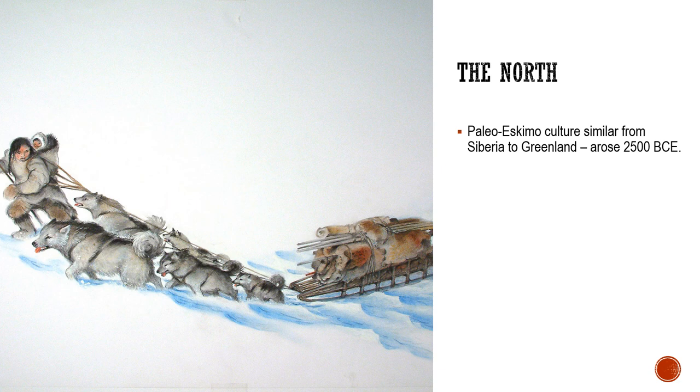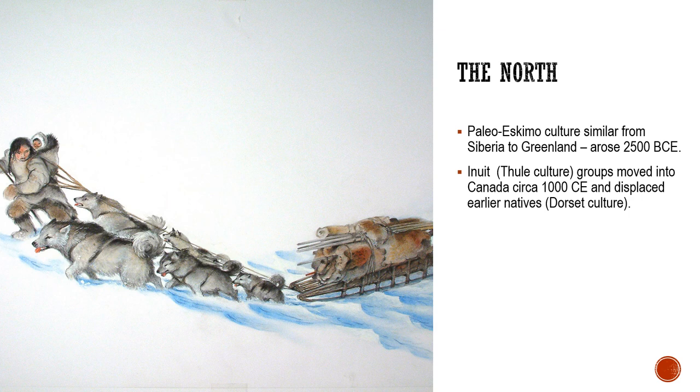The Paleo-Eskimo culture, which really stretches not just in North America, but there's a similar culture that stretches from Siberia, which is Russia, across the north all the way to Greenland, arose sometime around 2500 years BCE. And the Inuit, who are the indigenous peoples of Canada who live in the north now, moved into Canada around 1000 CE, so around 1000 years ago. And when they did so, they displaced the earlier natives who were living there.